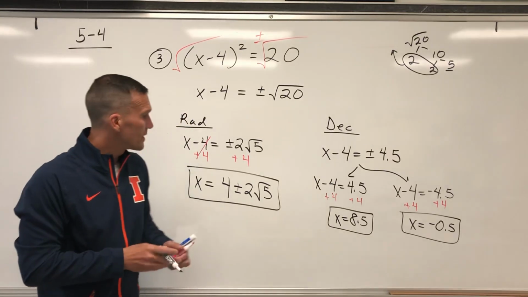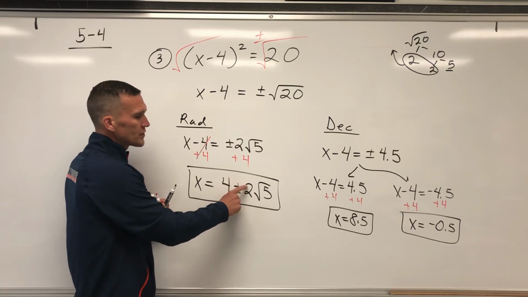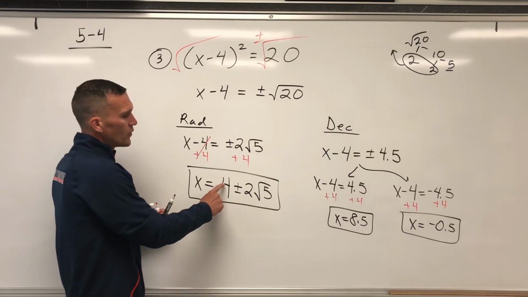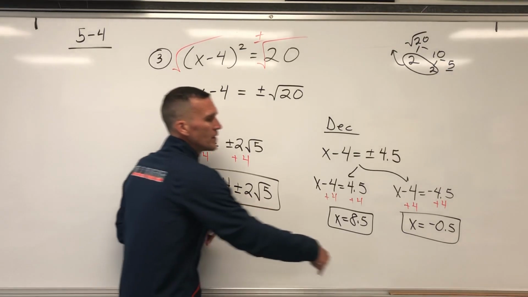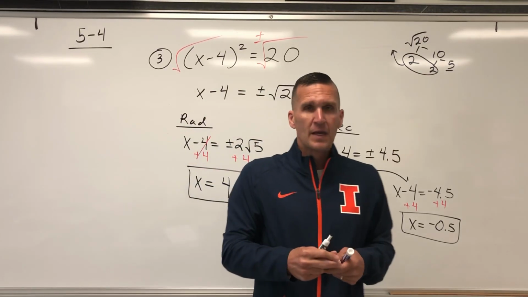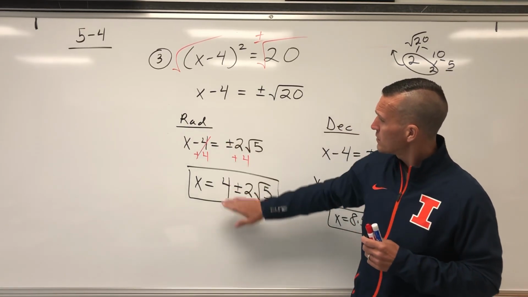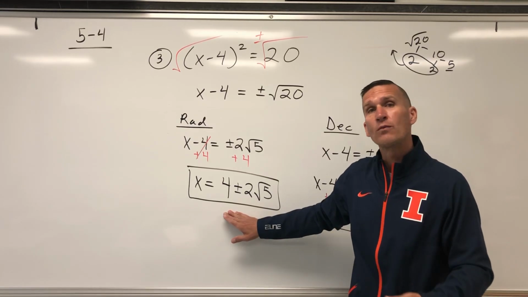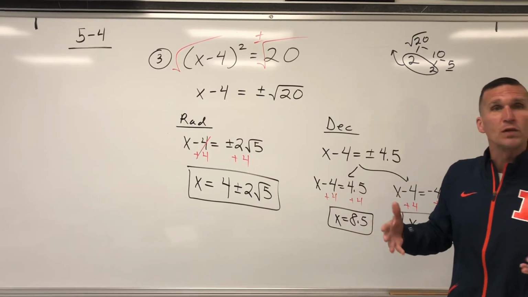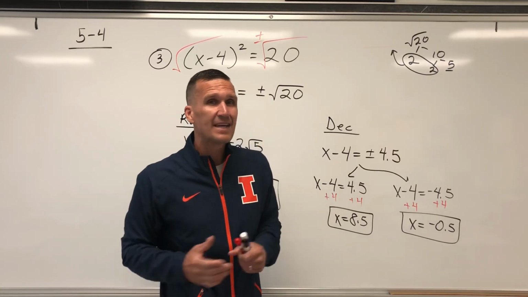Now, the cool thing about these answers is they're actually the same. If you took out your calculator and you put 4 plus 2 square root of 5 in your calculator, you typed it all in, you would get 8.5. If you did 4 minus 2 square root of 5, you would get negative 0.5. So even though the answers look different, they are the same. There's just two different ways of going about it. Radical answers are called exact answers because you never rounded or used decimals. But obviously if you use decimals, that's a rounded value. It's really close to the correct answer, but since we rounded, it's technically not the exact answer.